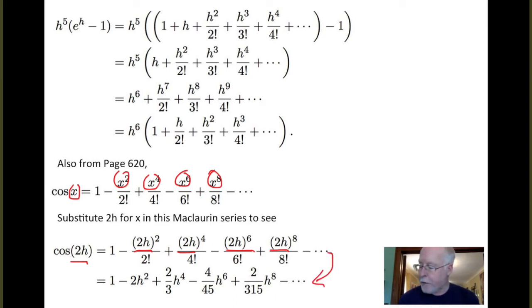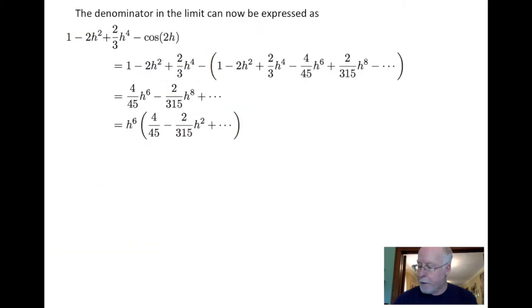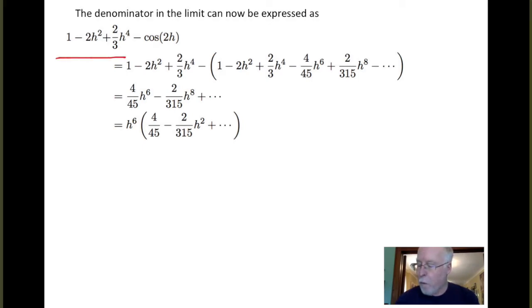In the next step, we just do a little simplification, expand the 2h powers, and then do some arithmetic to cancel with some factors in the factorials in the denominator. Now we aren't done because that denominator was a bit more complicated. We had the cosine of 2h subtracted from this polynomial in front, this 1 minus 2h squared plus 2/3 h to the fourth. So here we've copied that denominator, and we see right here we've put in our series for the cosine of 2h, the one we got on the previous slide. And now again we just do some arithmetic.